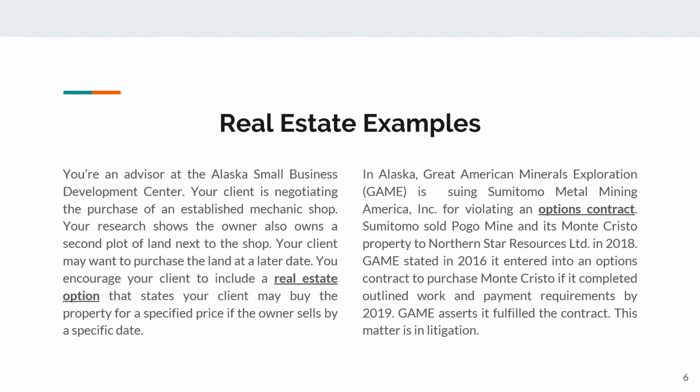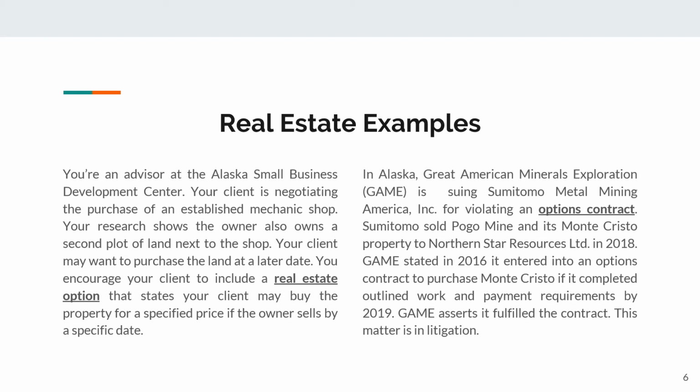You encourage your client to include a real estate option that states your client may purchase the property for a specified price if the owner sells by a specific date. So in this situation, you have added value to your client by ensuring that your client was made aware of this land and had the opportunity, but not the obligation, to purchase the real estate in the future should it come up for sale.